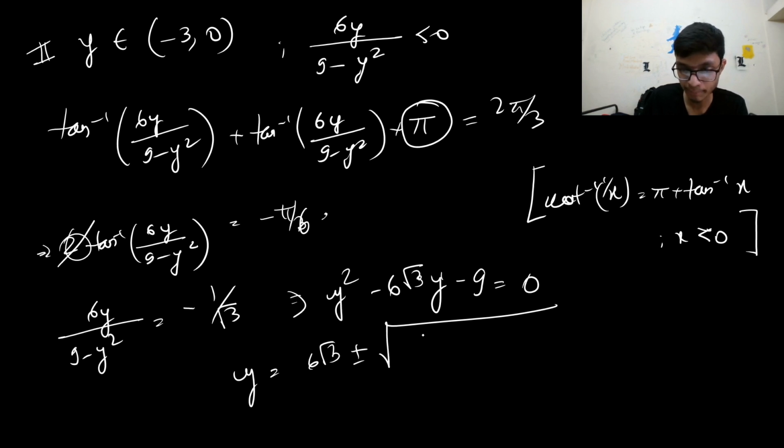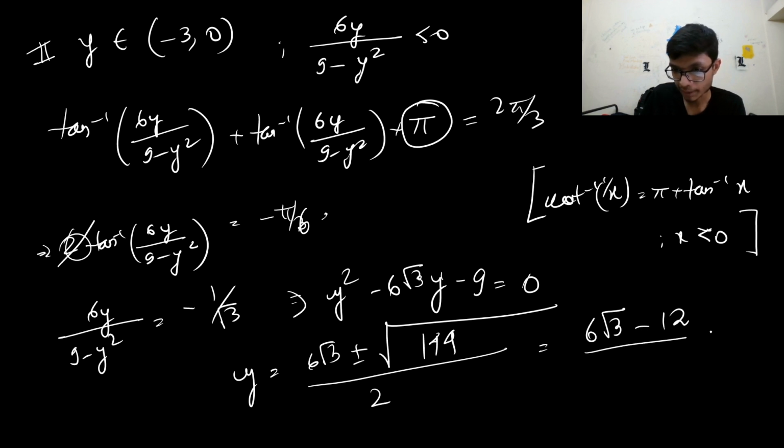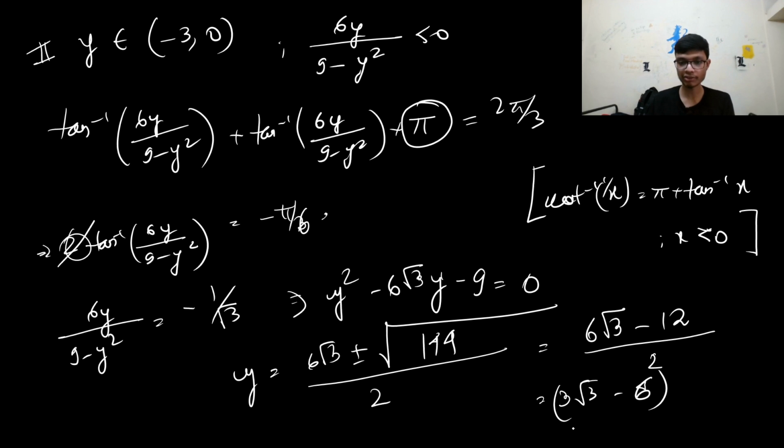108 and 4 into 30, that will again become 144 divided by 2. So from here you get the result: if you take the negative 1, that is 6 root 3 minus 12 divided by 2. If you divide by 2, you get 3 root 3 minus 6. So 3 root 3 minus 6 is the only solution for this case.